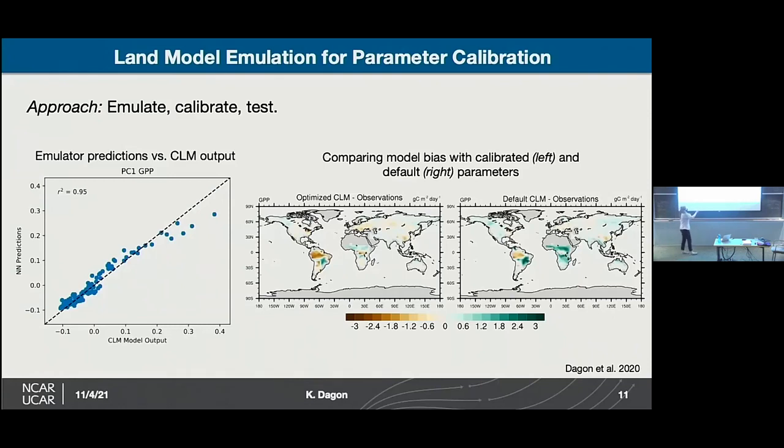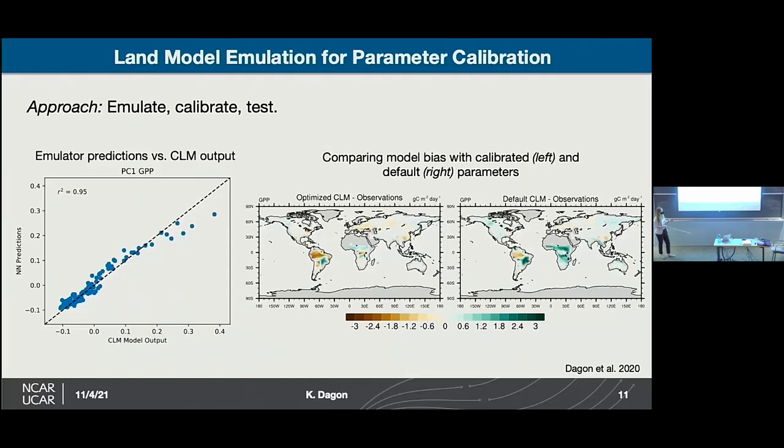And that's what I'm showing here on the left. So this is looking at GPP globally after we've run the optimized version of CLM relative to observations. And I'm plotting on the right here the default model bias so that you have a sense of where we're starting from. So no changes in parameters. What does the model look like for GPP? And so you can see it gets better in some regions and maybe worse in others. Again, this is the difficulty with globally calibrating a land model.